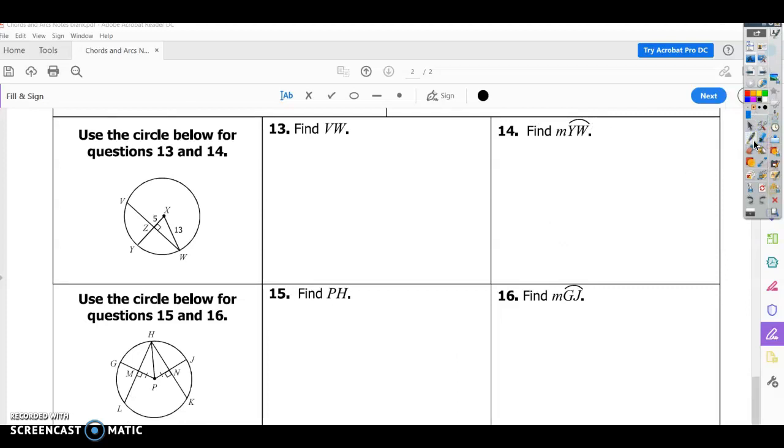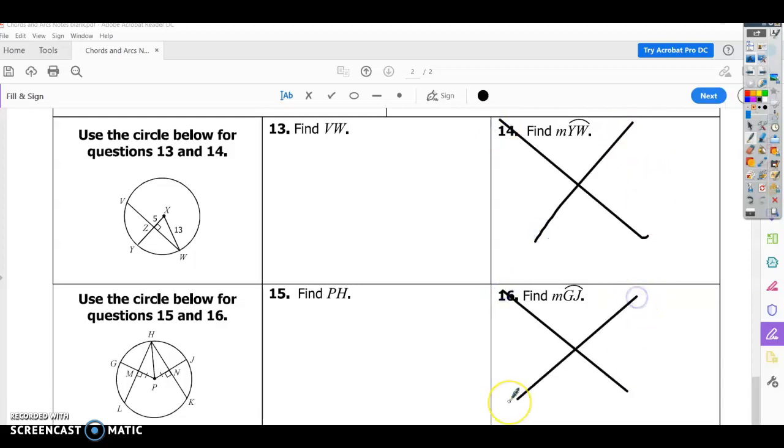All right, so number 13 and 14, it says use the circle below. We're going to skip 14 and 16 just because you have to use trig to do those, and you will do the same thing on your homework. All right, so number 13, find VW. So we're looking for this distance here. When I look, I see 5 and 13.